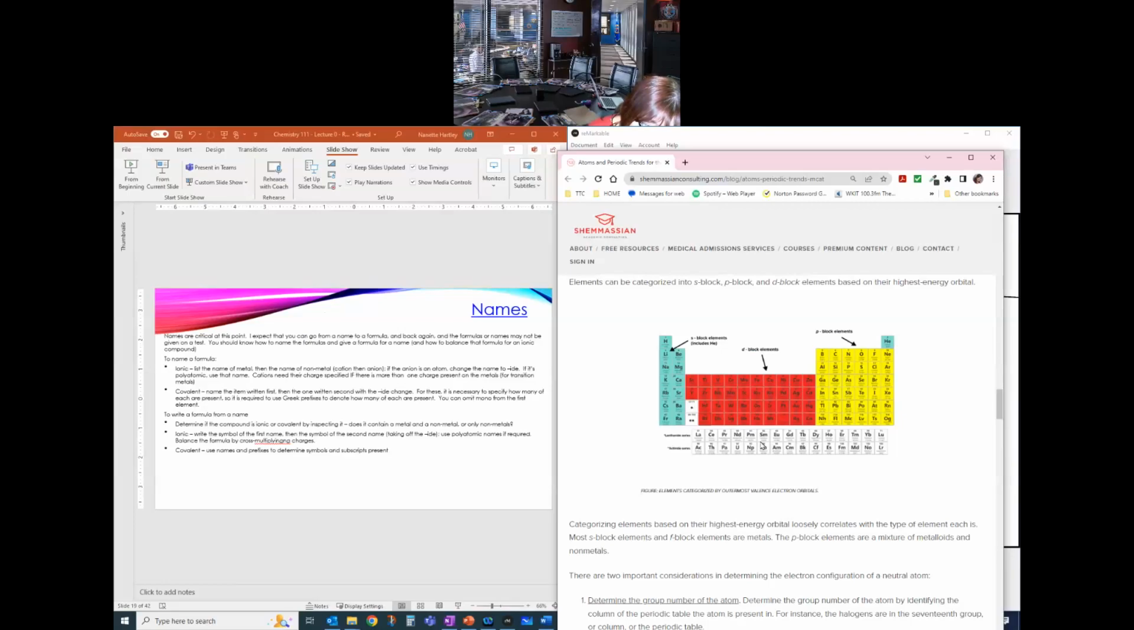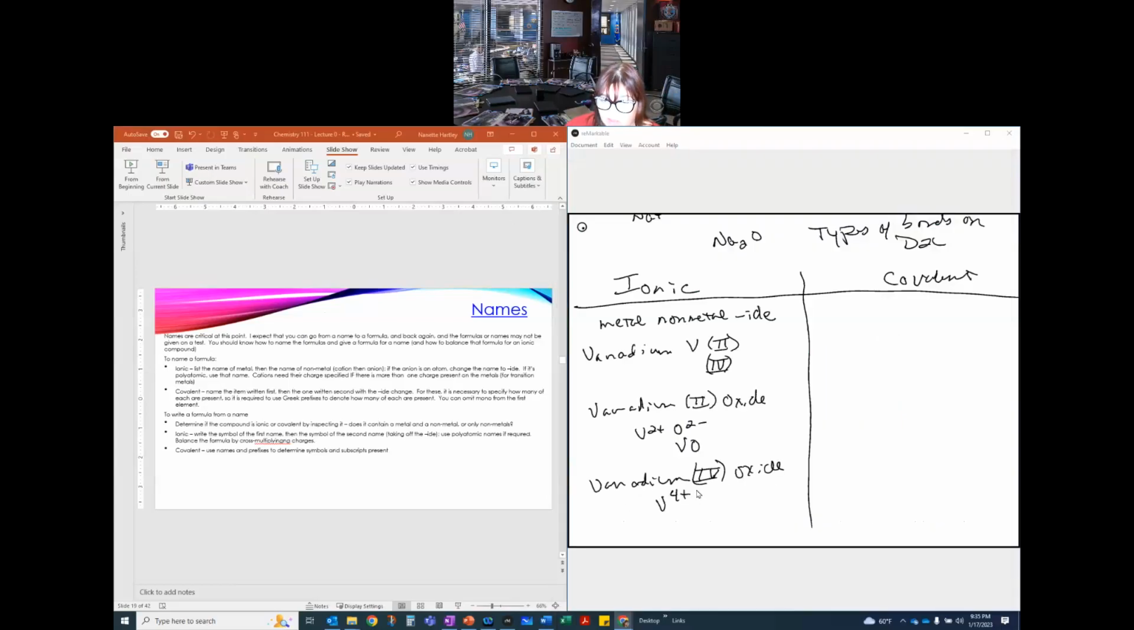Or I could have a vanadium(IV) oxide, which is a V, no, not 2+, 4+. That's the charge that's written in that. Oh, dear Lord, you can't see what I'm doing. So vanadium(IV) oxide, that's a V4+. So the charge is what's written right here. That number refers to the charge on the metal. Okay, oxygen is still a -2, and that means we're going to have a VO2.